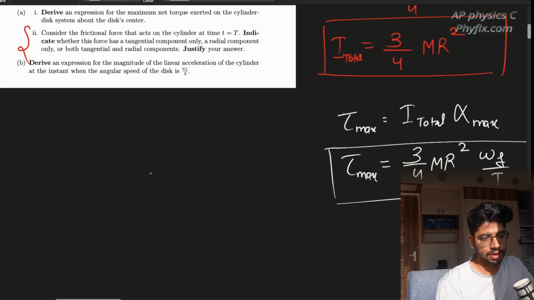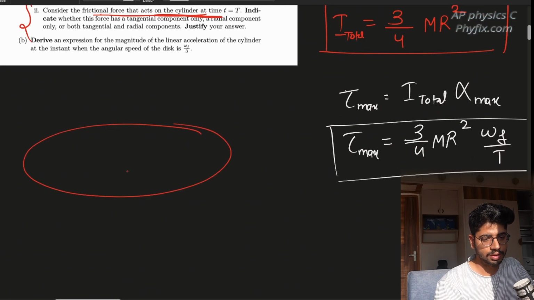when any particle, or right now this is the cylinder that we are talking about, the friction force that is acting on the cylinder that they are talking about. So this is the disk, and this is the small cylinder that is placed at the r by 2 distance from the center. So that is moving.